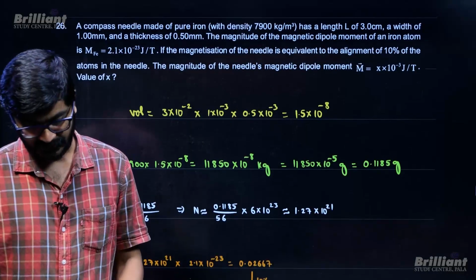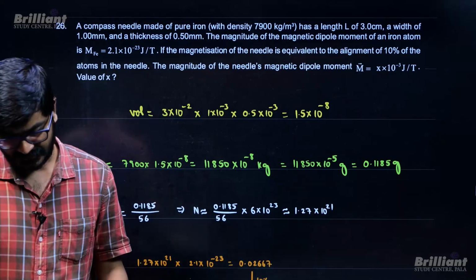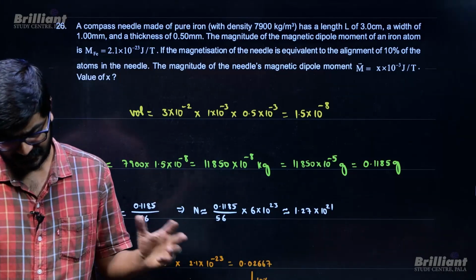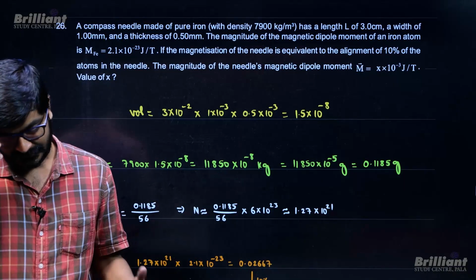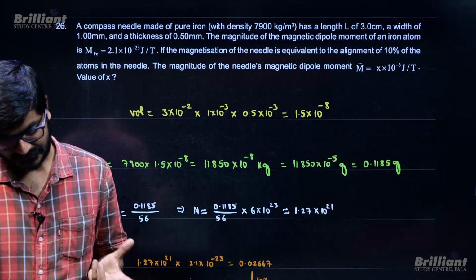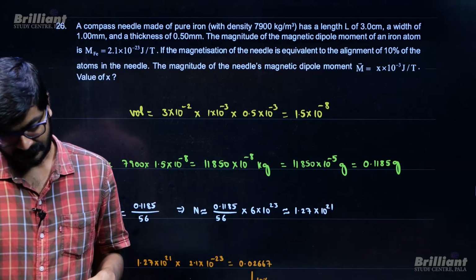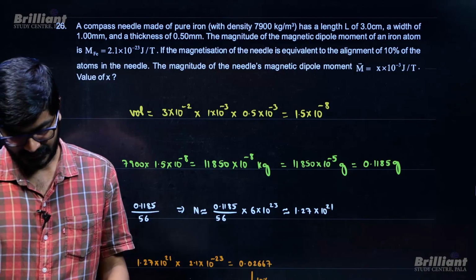The next question goes like, a compass needle made of pure iron with density 7900 SI units has length, width and thickness. The magnitude of dipole moment of an iron atom is given. If the magnetization of the needle is equivalent to alignment of 10% of the atoms in the needle, the magnitude of the needle's magnetic dipole moment is?